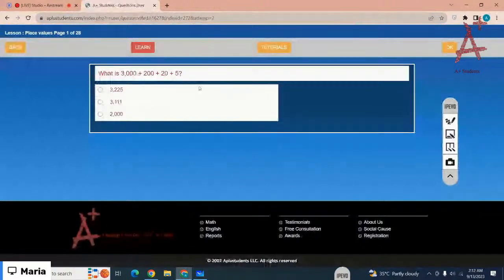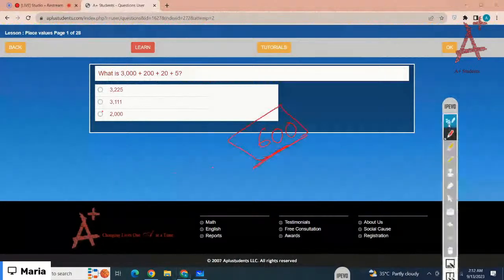Okay, you can see here, that's why I just recalled this one. What is 3000 plus 200 plus 20 plus 5? So basically, the thing you need to understand from this expanded form is that it just tells you the position of the digits, right? 3000 means 3 is at the thousands position, 200 means 2 is at the hundreds position, 20 means 2 is at the tens position, and then 5 is at the ones position. It is 3225. That would be option number 1, right? So the correct option is option number 1.